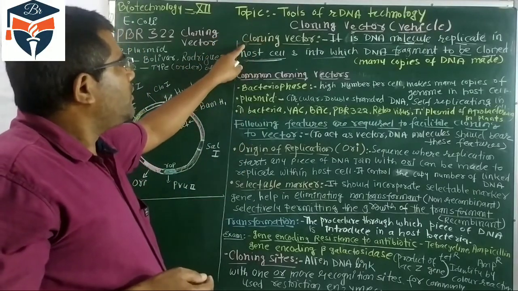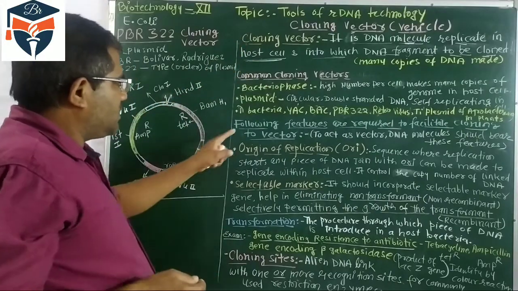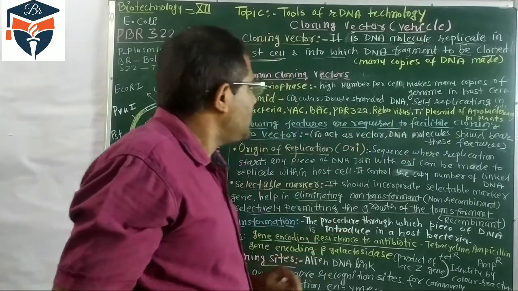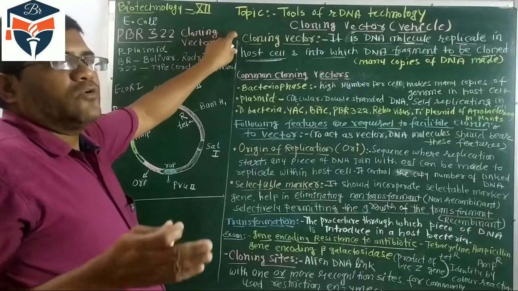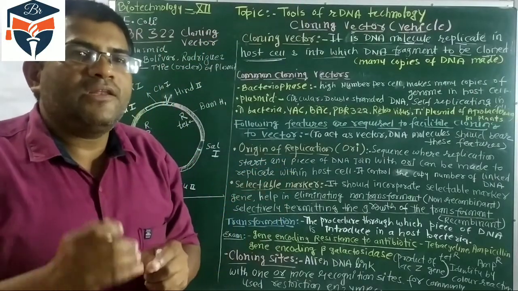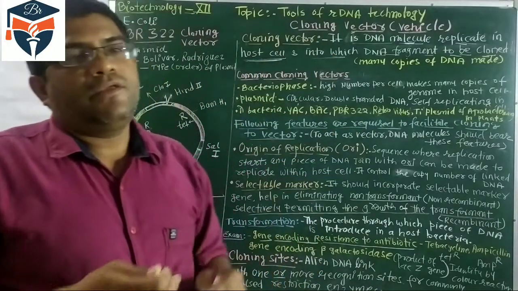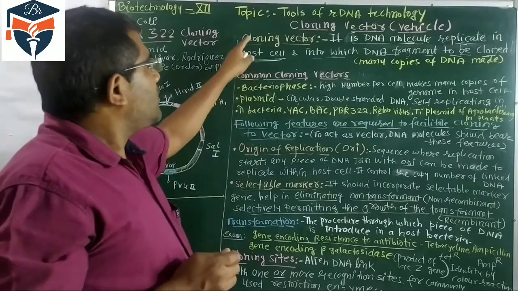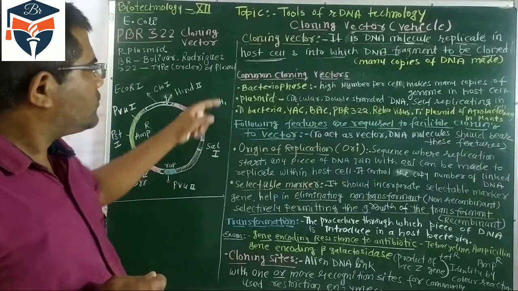So, the cloning vector characteristics. Any molecule which acts as a cloning vector, what should be its characteristics? Here it is said, the following features are required to facilitate cloning by a vector. A cloning vector, as I told you, is one DNA molecule. When it is introduced into the cell, it gets replicated and makes a number of DNA copies in the host cell, and it is called the cloning vector.